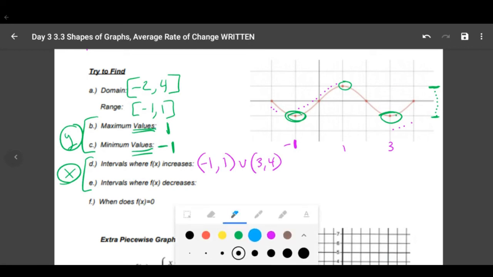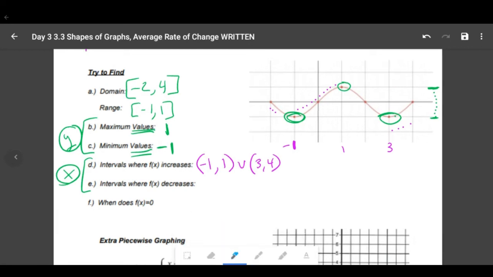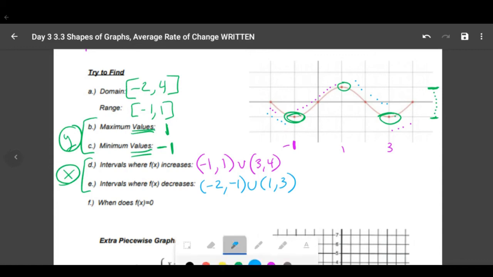Okay, so if we want to look at where it's decreasing, obviously that's the different parts. So it starts decreasing at -2, works its way down until it gets to -1, and then it was increasing. We're going to skip that part for the part E, and then from 1 to 3 is the next interval where it is decreasing. Okay, so when asked for the maximum minimum values in parts B and C, that's the Y coordinates. When asked you for the intervals where it's increasing or decreasing, like in D and E, that's the X coordinate.